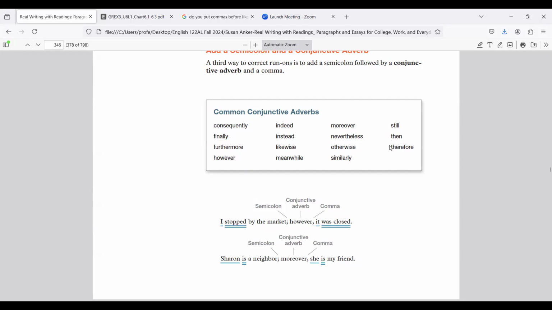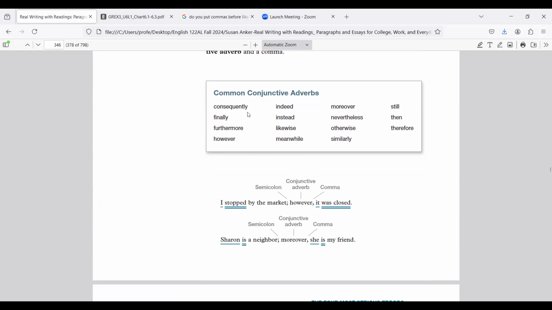Even then is a conjunctive adverb, right? It's a signal word. All right. So if you don't understand the meaning of all those, you should look them up because they do have specific meanings that you can use to connect your two independent clauses in a very thoughtful and efficient way.